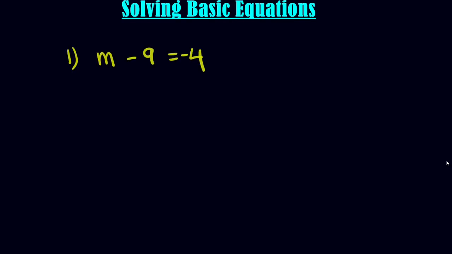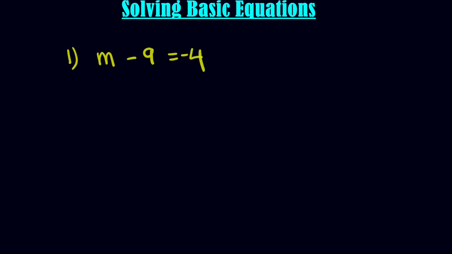So let's go. The first problem that we have is m minus 9 equal to negative 4. So the unknown is m, and we want to find the value. But we realize that there is a 9 being subtracted from that m. Now the opposite operation of subtraction is addition. Therefore, to get rid of that minus 9, we will need to add 9.